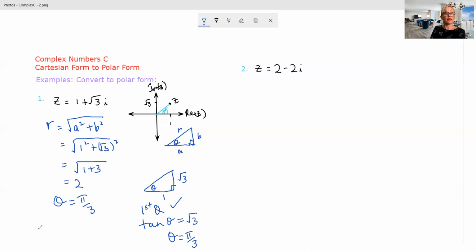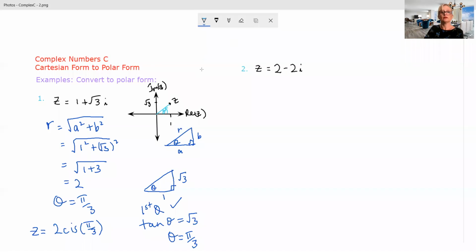So basically our Z is 2 cis pi on 3. You can just leave it like that if you like. Or you can write it as 2 cos pi on 3 plus i sine pi on 3. Okay. Let's have a look at the next one.